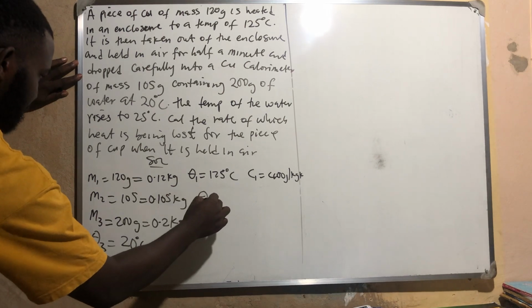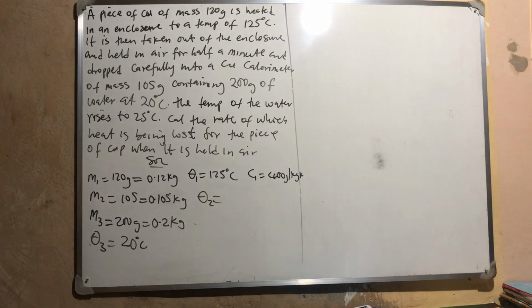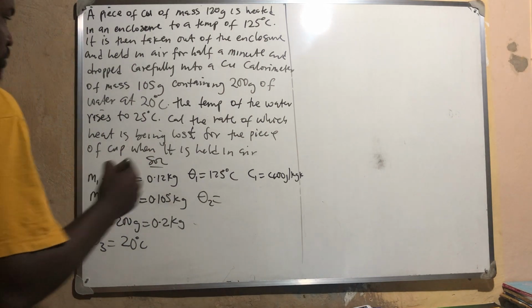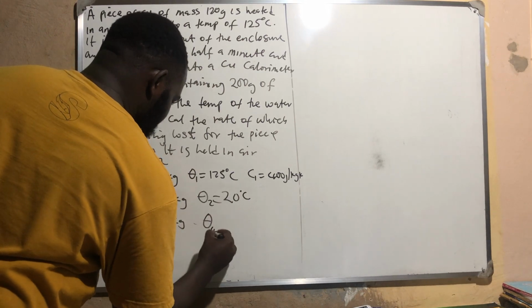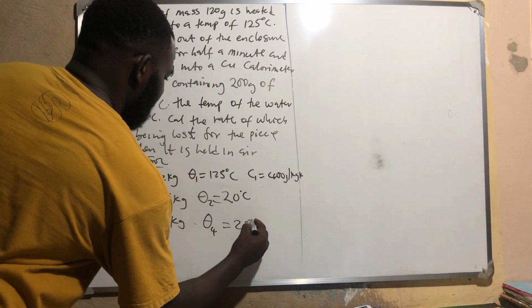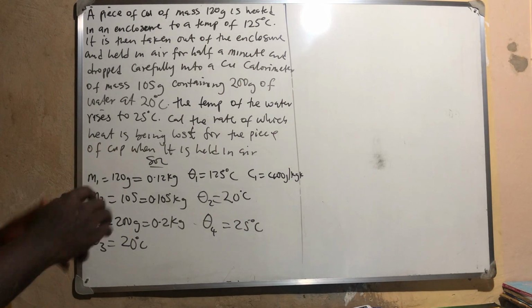The temperature of the calorimeter is the one being read, so it's still the temperature of the water, which is 20 degrees Celsius. But the new temperature, theta 4, will now be 25 degrees Celsius. That is, when they dropped it in, the temperature rose. So we have everything we want.